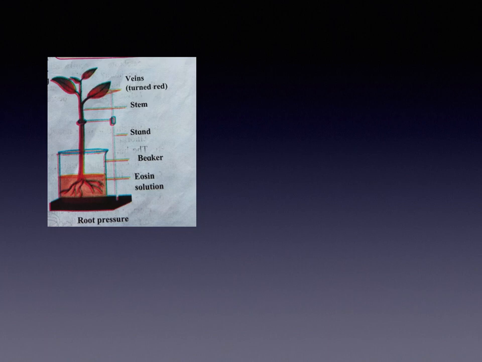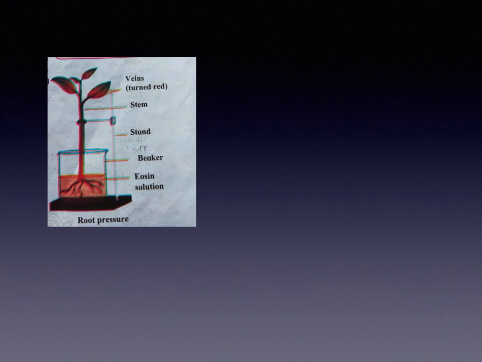What you do is, you take a small plant like balsam or tuberose with its roots intact. Wash and clean its roots. Keep it in the water containing a stain like safranin or eosin. Observe the stem and the veins of the leaves after 2 to 3 hours. What do you observe? You observe that the stem and veins of the leaves appear pinkish in color.